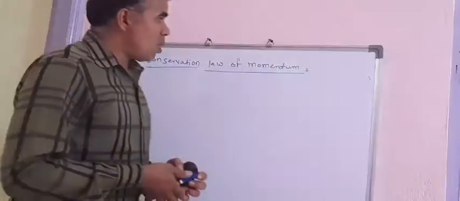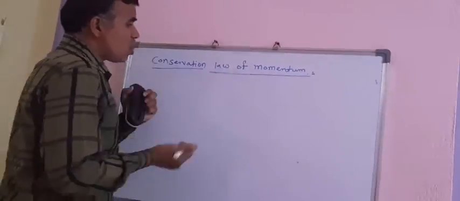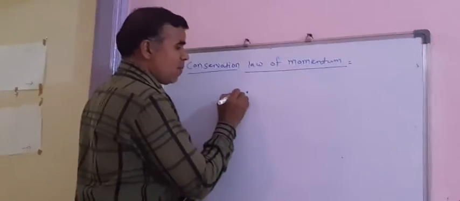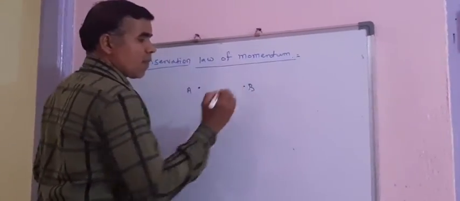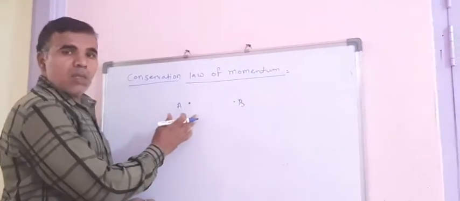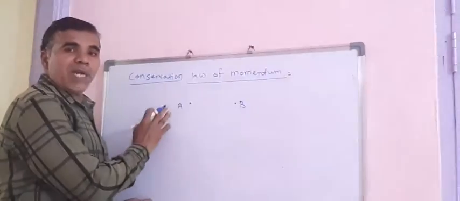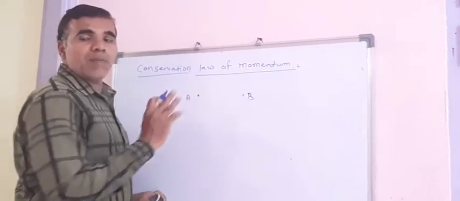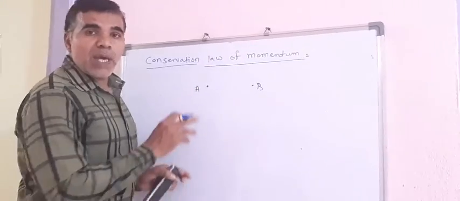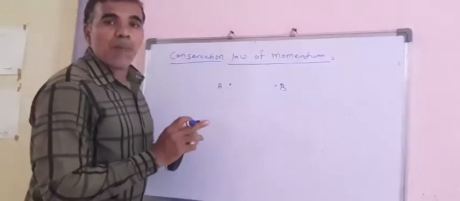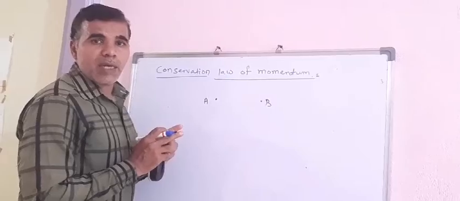It means we take two objects A and B. Their initial momentum and final momentum remain constant when no external force is applied on these two objects.